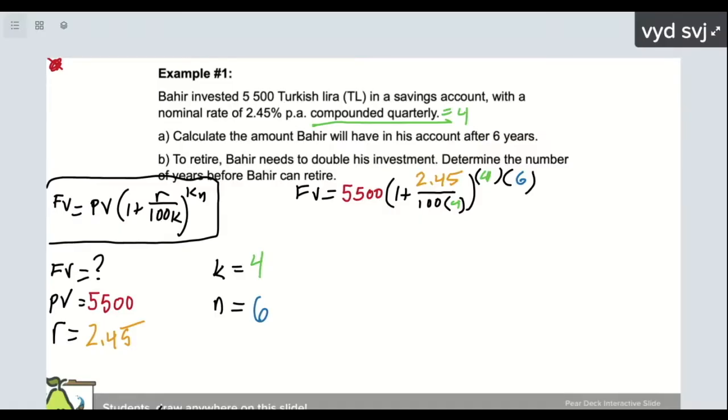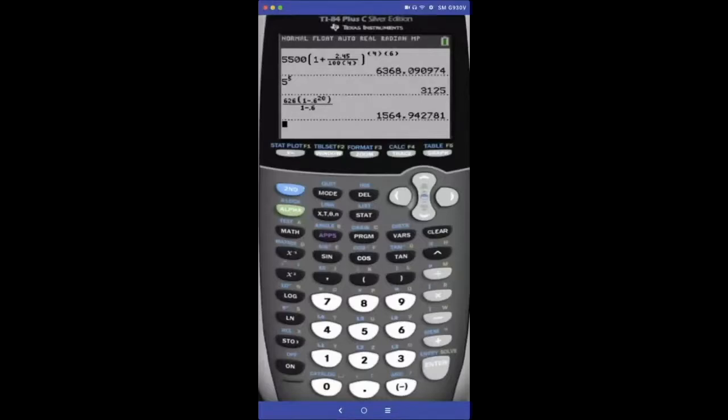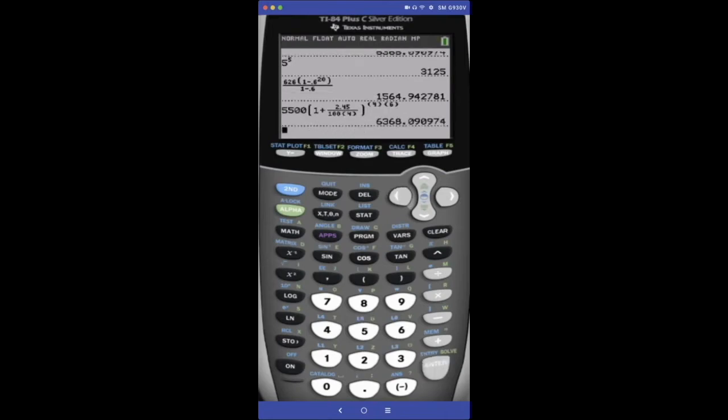All we do is put that in the calculator. There you go. So as you can see, I already have it typed in from last class here. But I'll go through it again. 5,500 parentheses 1. Keep all the parentheses. Parentheses are good for you. For a fraction, I do alpha y equals enter 2.45 over 100 times 4, parentheses to the power of 4 times 5, or 6, sorry. Enter.